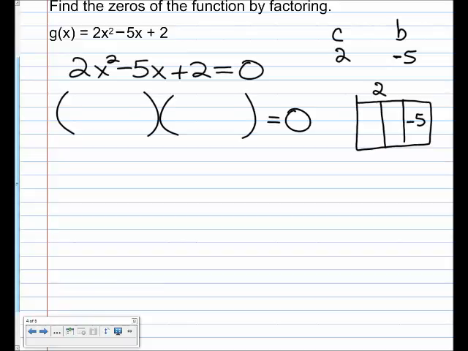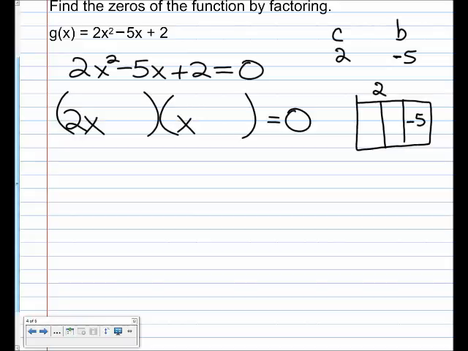On the last problem, we had x and x. Why did we have x and x on the last problem? Because x times x is x squared. But is that what I have now? No. So one of those needs to be what? A 2x. Because what is 2x times x?